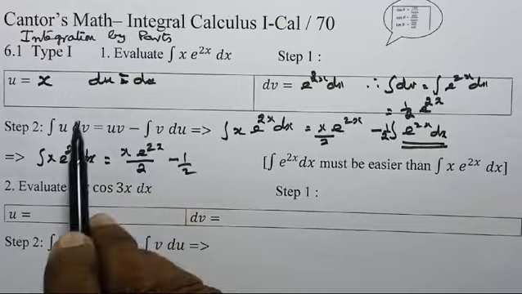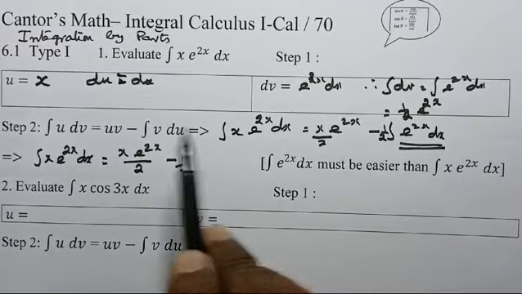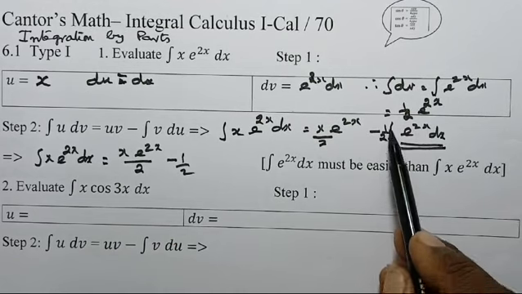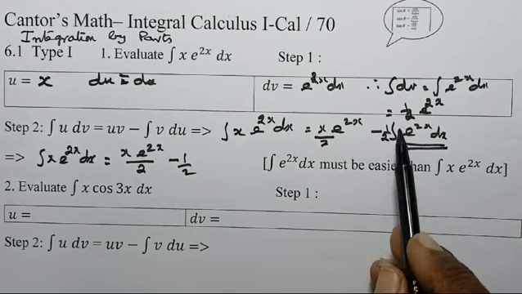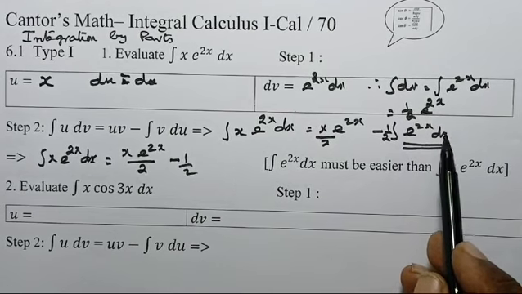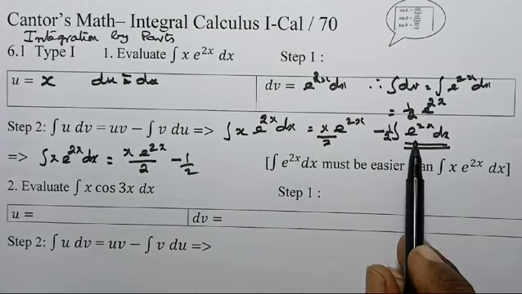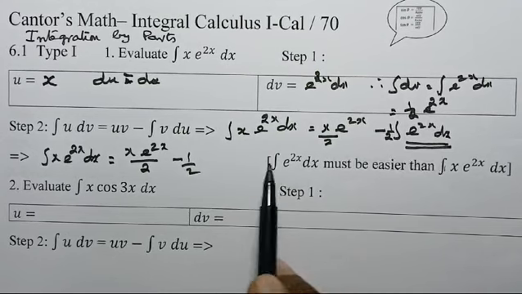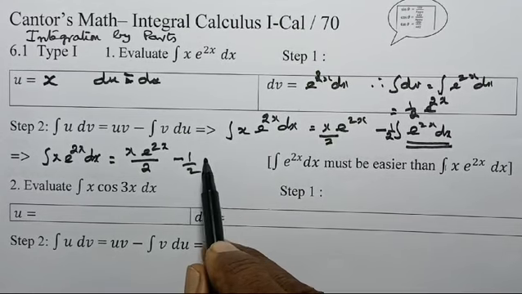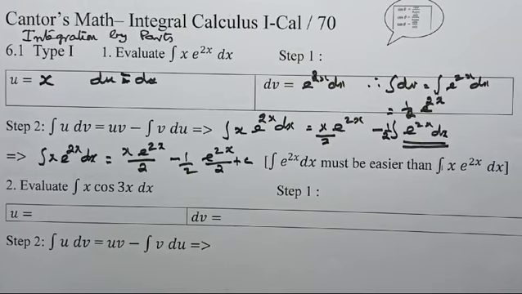Here the problem is integral x e^(2x). When you reduce it by integration by parts, we get an integral that must be simpler than this. It should not be x squared e^(2x) or x cubed e^(2x). Is it clear to you? That is why the right hand side must be easier than the left hand side. Clearly it is very easy, because we can directly integrate this, plus c. Problem number 1 is over.